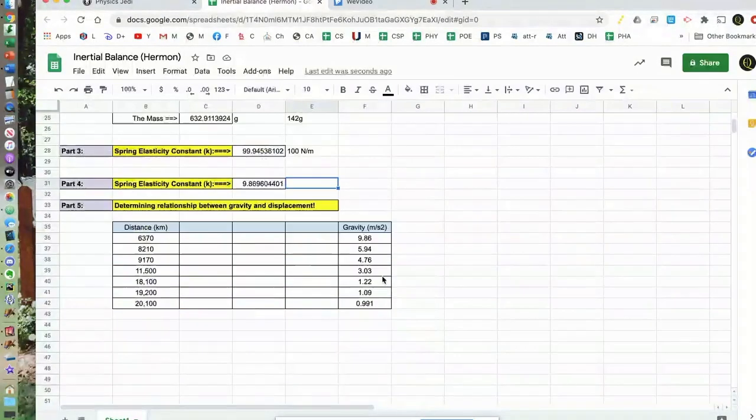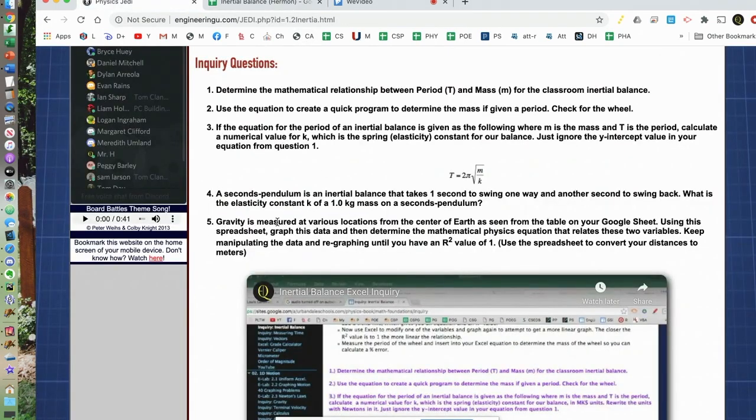All right, the last one is not related to the inertial balance. It's trying to understand how we use graphing to find the linear relationship between two variables. In this last trial, it says gravity is measured at various locations from the center of Earth, as seen from the table on your Google Sheet. Using this spreadsheet, graph this data and then determine the mathematical physics equation that relates these two variables. Keep manipulating the data and regraphing until you have an r-squared value of 1.